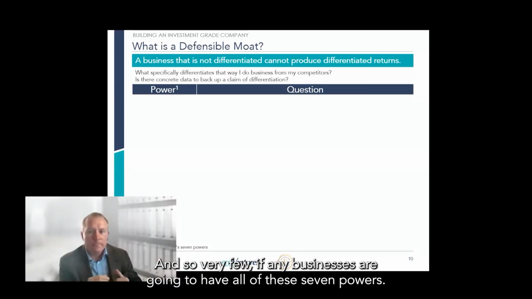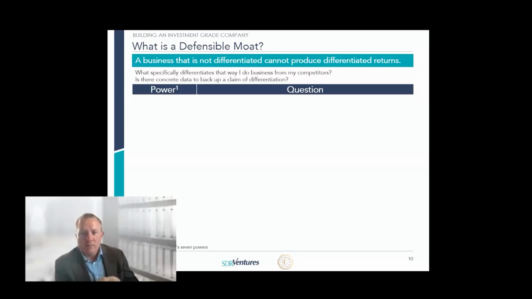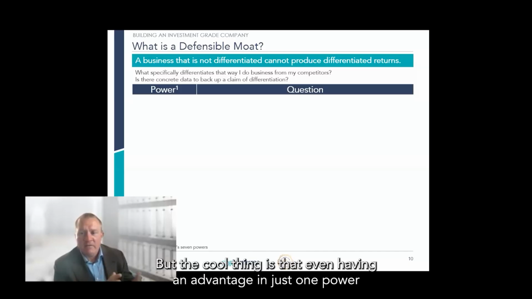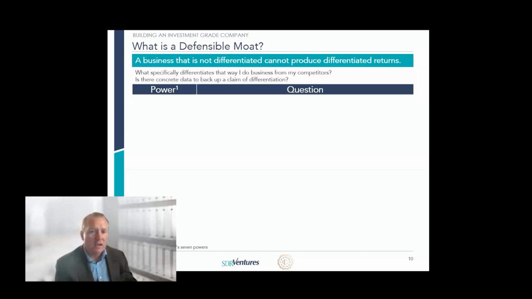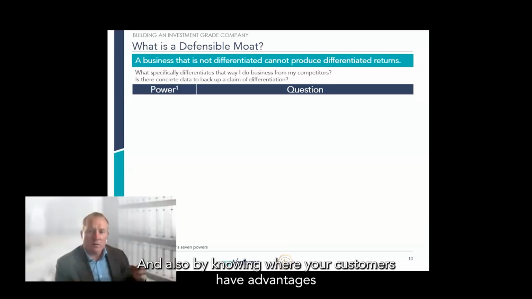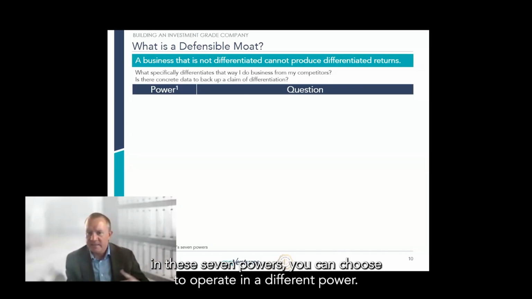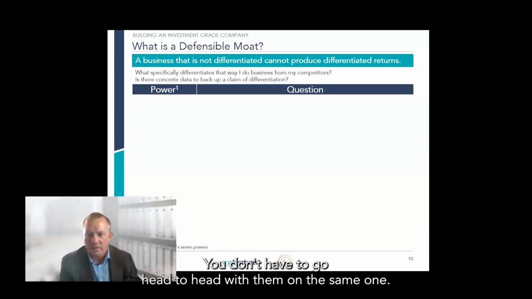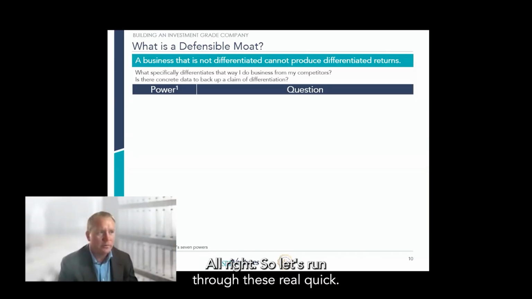competition. And so very few, if any, businesses are going to have all of these 7 powers. But the cool thing is that even having an advantage in just one power can create significant customer value, which leads to sustainable advantage. And also by knowing where your competitors have advantages in these 7 powers, you can choose to operate in a different power. You don't have to go head to head with them on the same one. All right. So let's run through these real quick.